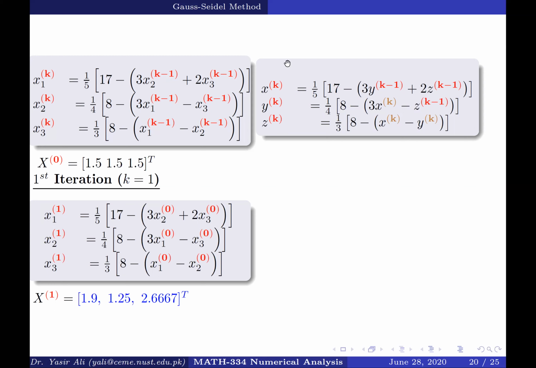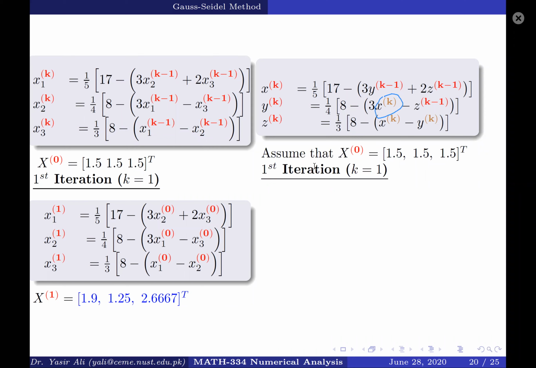Purposefully I have written x, y, z instead of x1, x2, x3, so that I may recognize which one is Gauss-Seidel and which one is Jacobi. For Gauss-Seidel, I have used x, y, and z, and for Jacobi, I have used x1, x2, and x3. So you can see over here that we are using some new values and some previous values. So let's see how we can proceed.